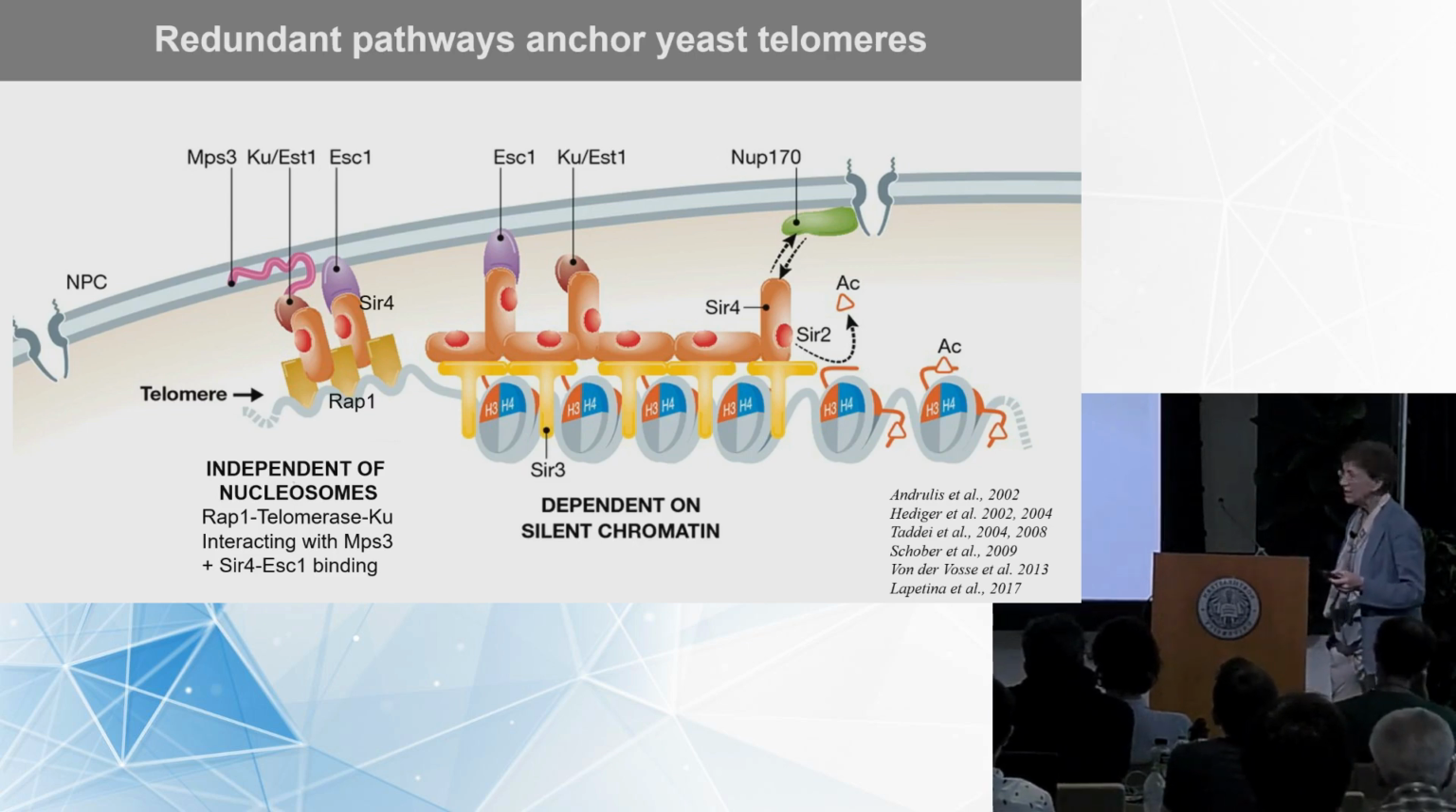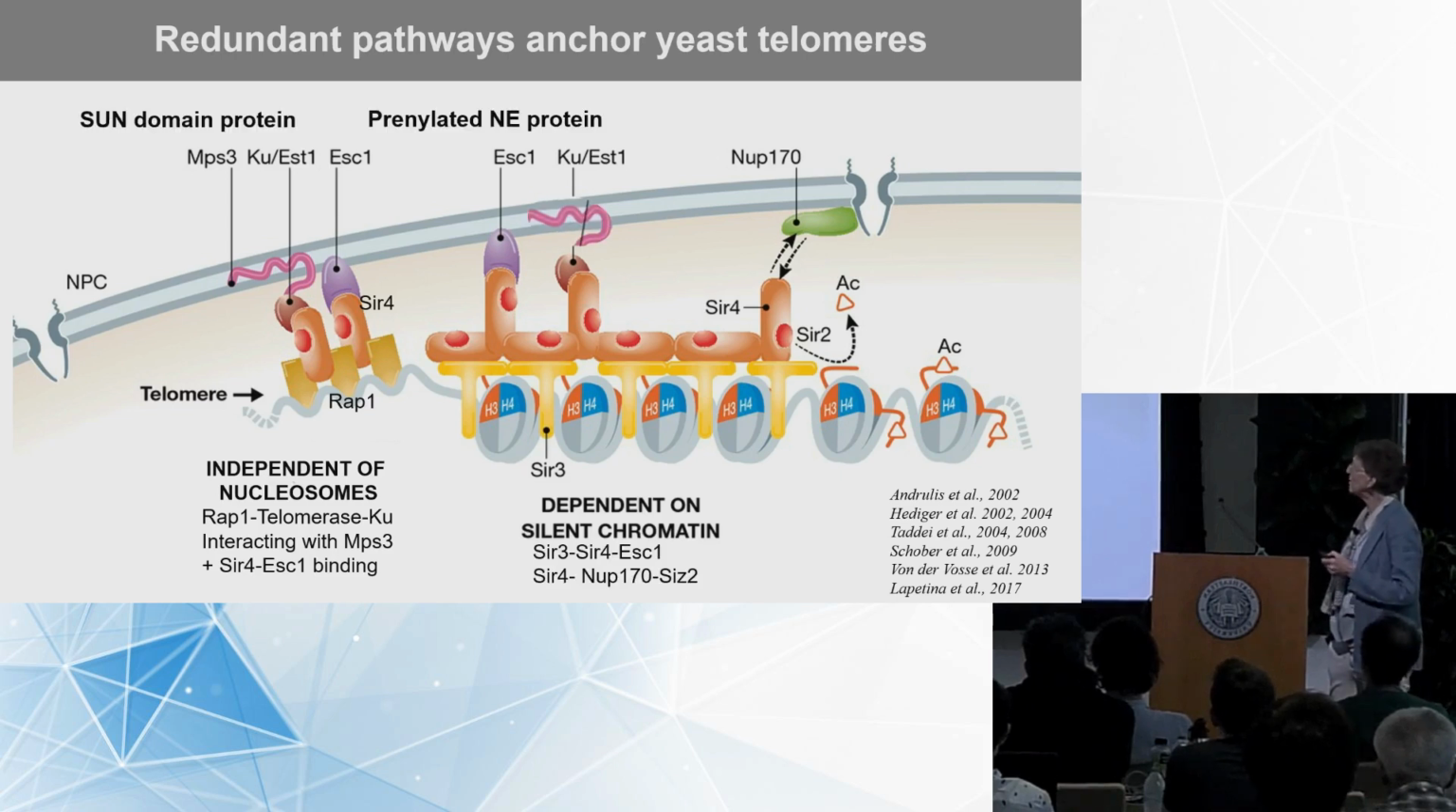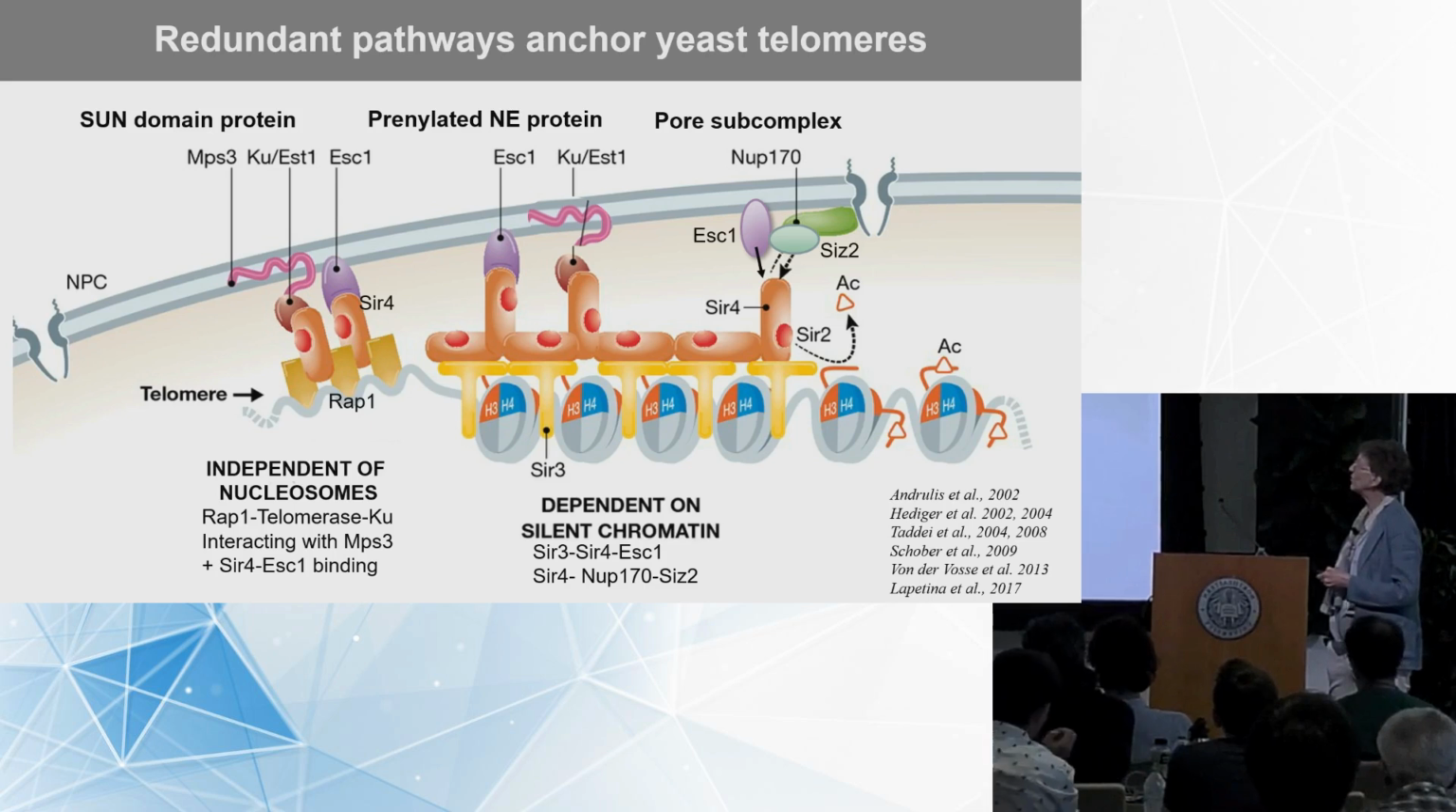association with nuclear pore, which I was never convinced about, and yet some very recent papers completely convinced me that this NUP170 forms a complex with Cis2, which is a sumo ligase, and ESC1, and SIR4. You can recover this complex, and it clearly is involved in the tethering of silent chromatin and possibly also telomeres alone. So there are three pathways.